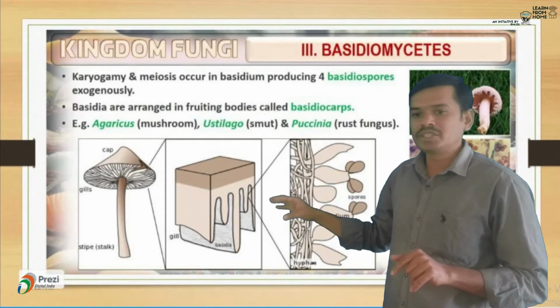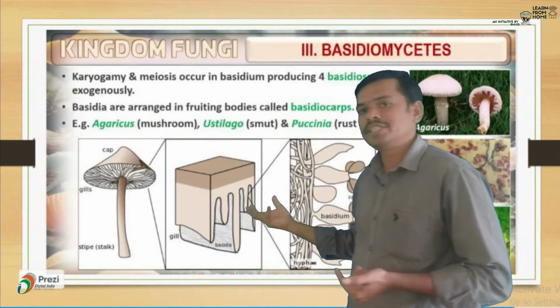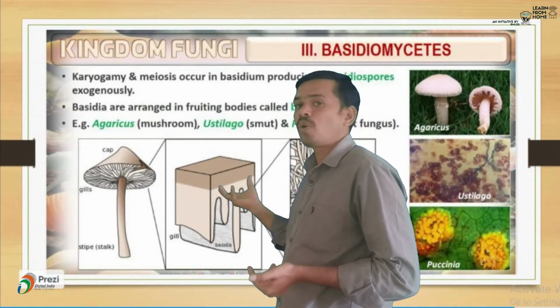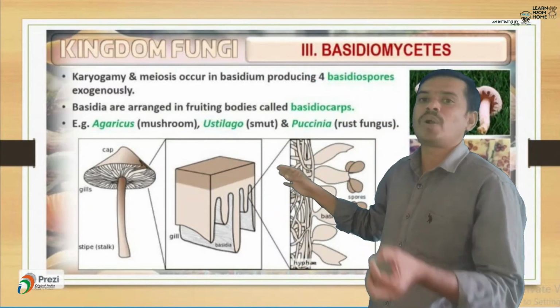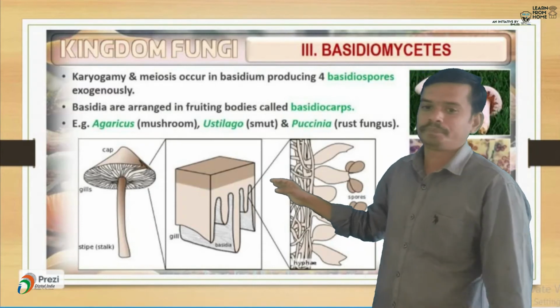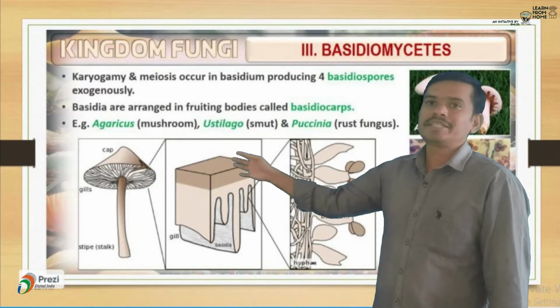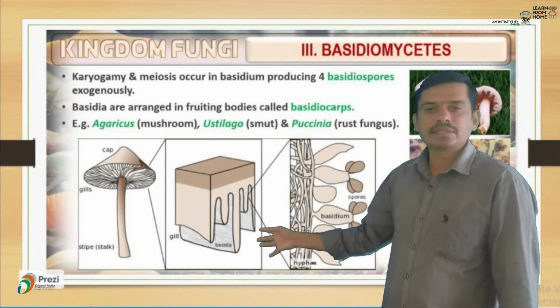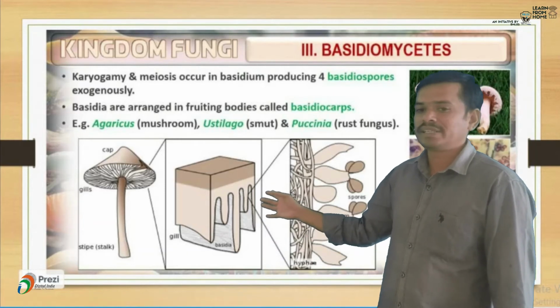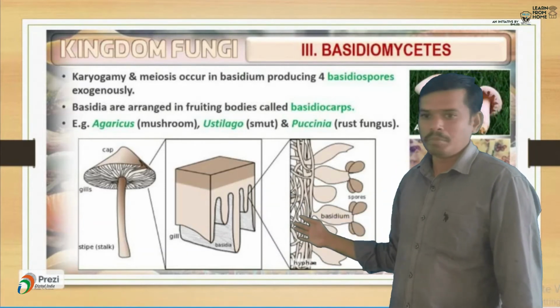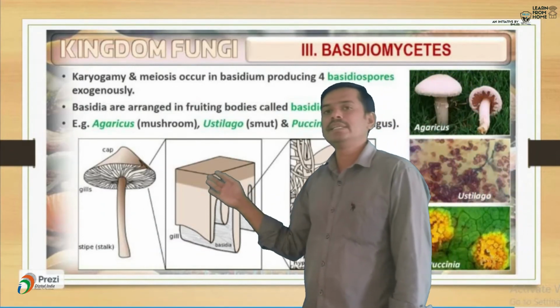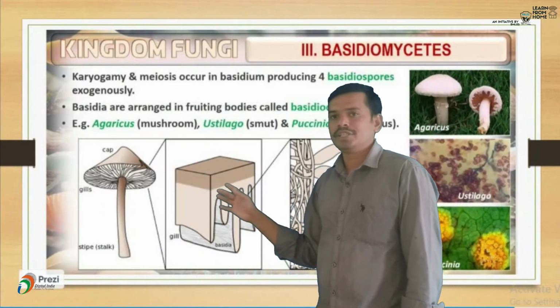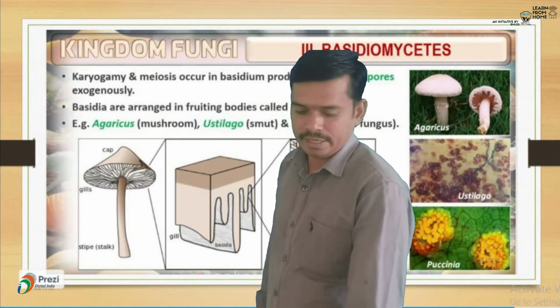Basidia are arranged in fruiting bodies called basidiocarps. Examples are Agaricus, Ustilago and Puccinia. Agaricus is a mushroom, Ustilago is a smut, and Puccinia is a rust fungus.